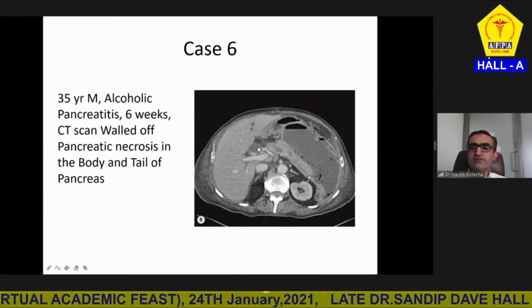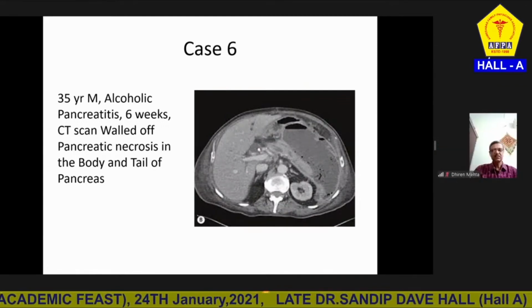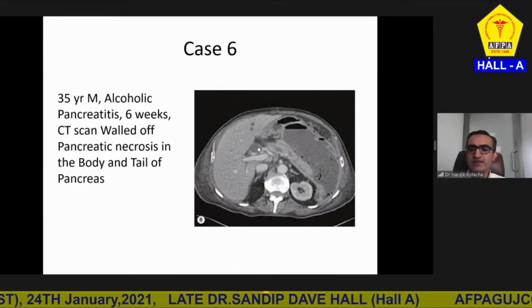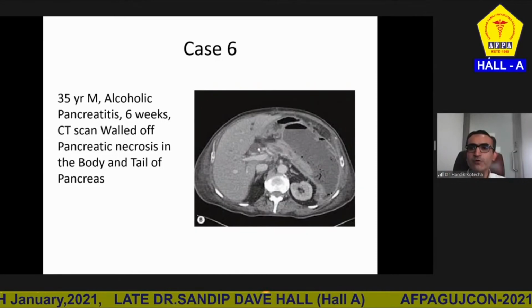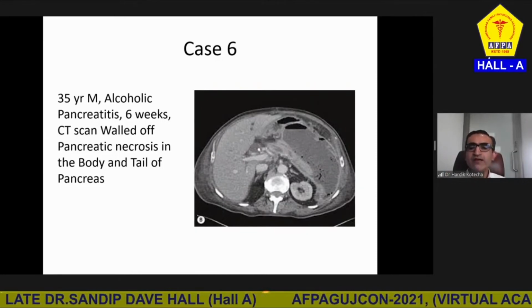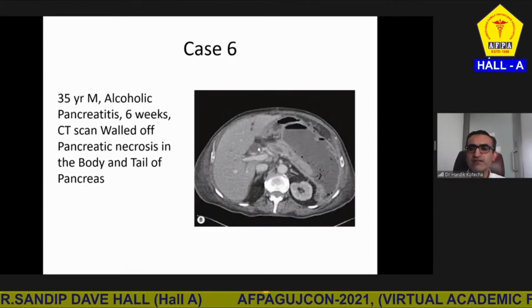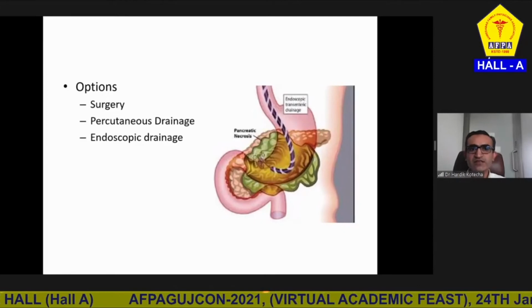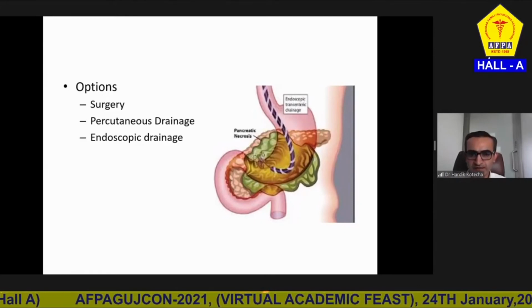Classically, all these patients were treated by surgeons. Initially, they used to do laparotomy and drainage. Now, many of the well qualified GI surgeons are able to do laparoscopic cystogastrostomy and drainage. We cannot drain it externally all the time because there is a chance of developing a pancreatic fistula. So the options available are surgery, percutaneous drainage, or endoscopic drainage.